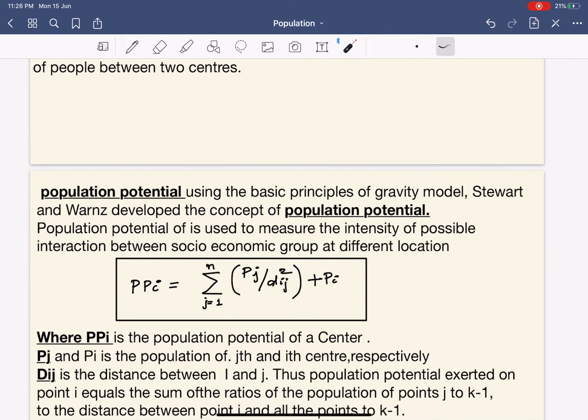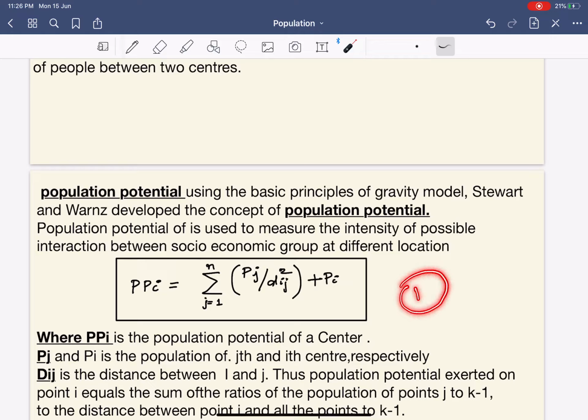Next, one more thing was that population potential was another theory that was based upon the gravitational model. What is this population potential theory? Population potential is nothing but it analyzes the interaction between the population. What would be the social interaction between the population? Understand this with an example.